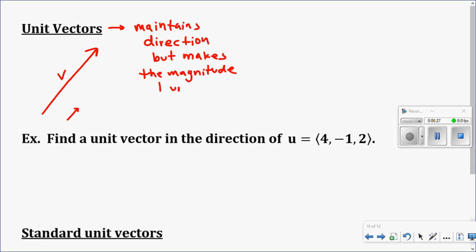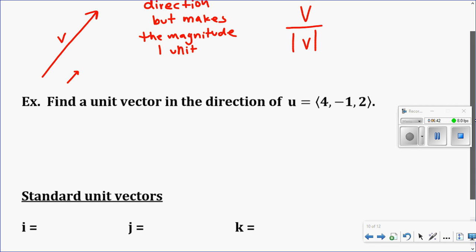one unit. So to do this, if you had a vector v that you wanted to make 1 unit long, you would take v and you would divide it by its own magnitude. And so this would be a unit vector in the direction of v. So let's go ahead and do that to this vector here.